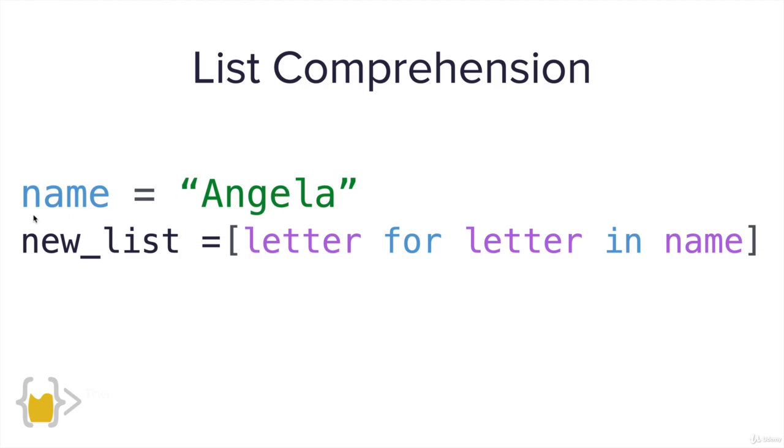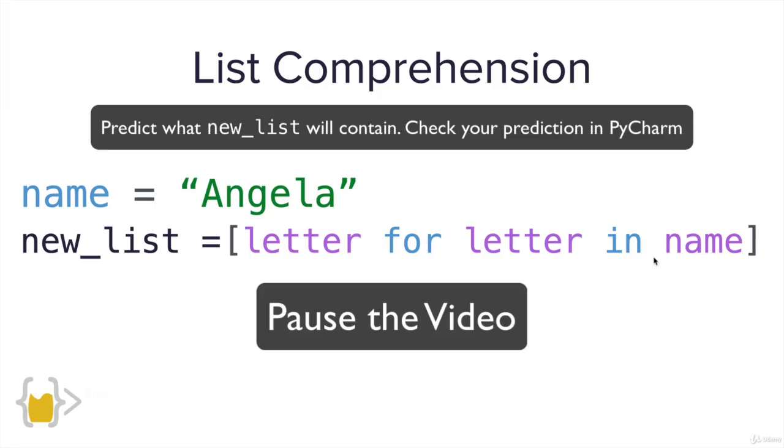So here I've got a variable called name, which is just a string. It's the word Angela. And I'm creating a new list by using a list comprehension that has this kind of code. Now I want you to pause for a second and think about what would be in this new list. What would it look like? And then I want you to try it out inside PyCharm. So pause the video now.